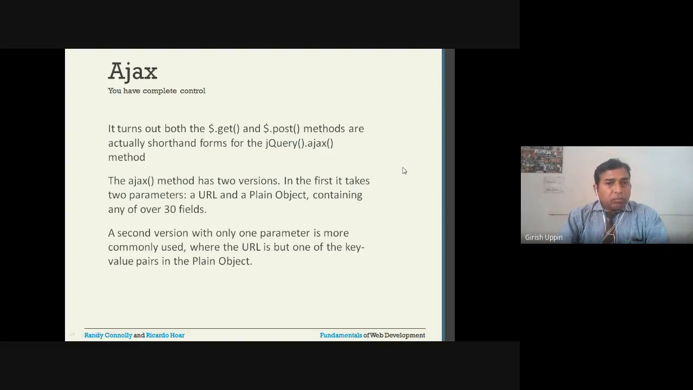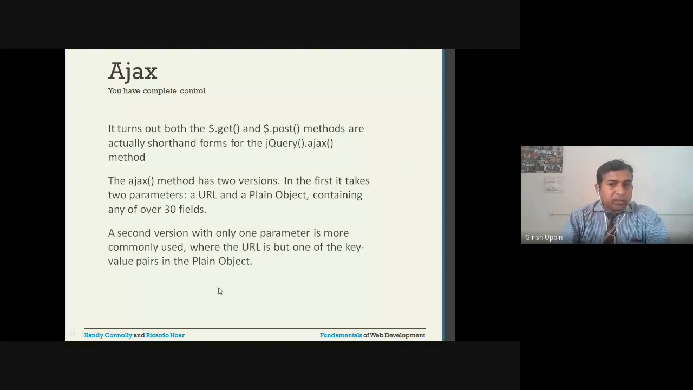It turns out both the $.get and $.post methods are actually shorthand forms of jQuery.ajax. So this $.get is the representation of jQuery.ajax. It is the shorthand method. The AJAX method has two versions. In the first, it takes two parameters: the URL and a plain object containing any of the over 30 fields.